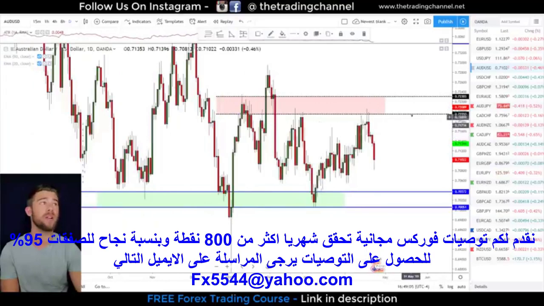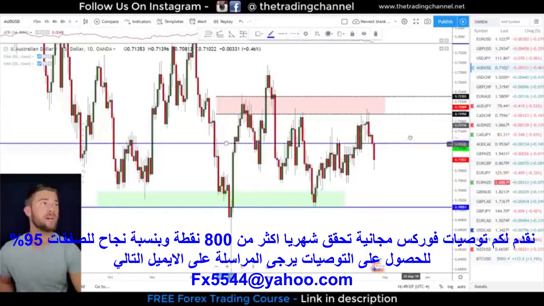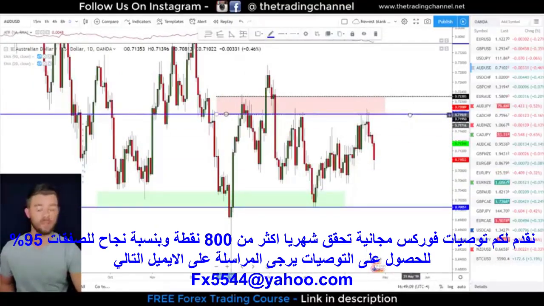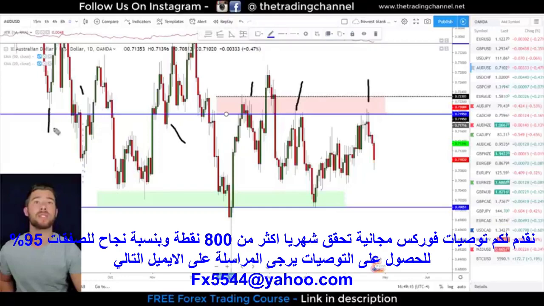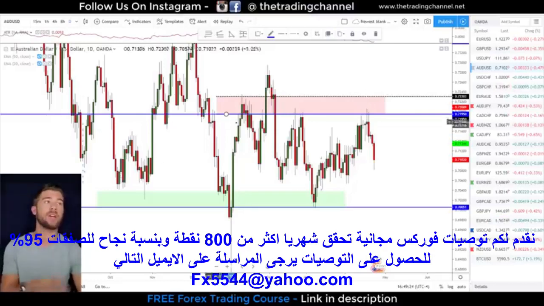If I zoom the chart out and bring this blue line up so you can see this better, you'll see that there are multiple occasions where the Aussie dollar used this level as support and resistance in the past. Because of that, I knew this is a level I wanted to be looking at for potential shorting opportunities. And that's exactly what we were talking about in last week's video.